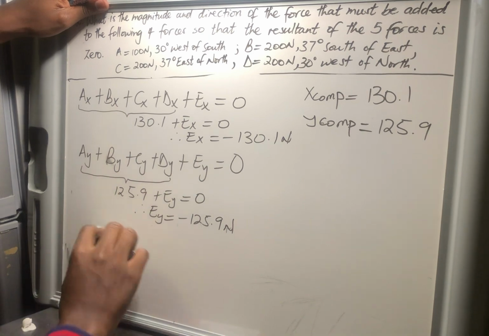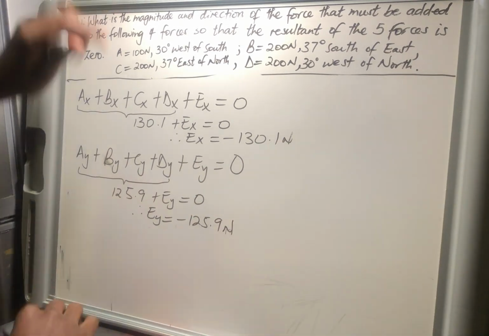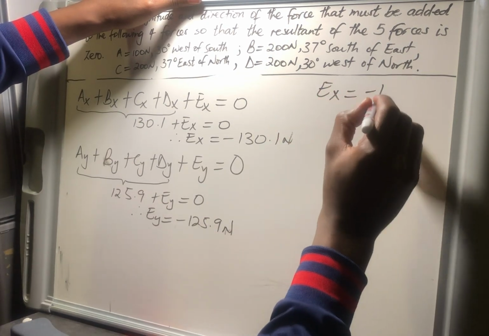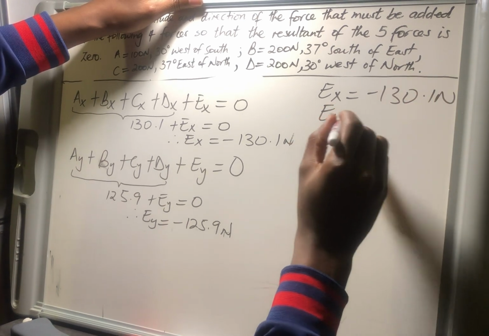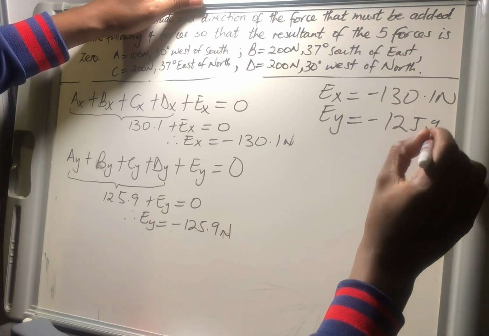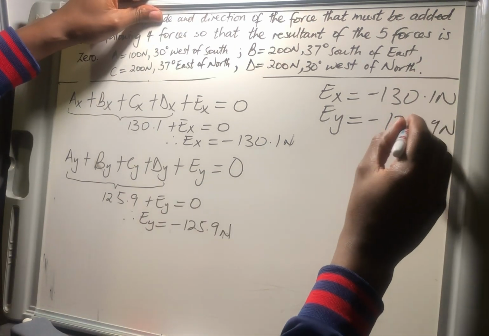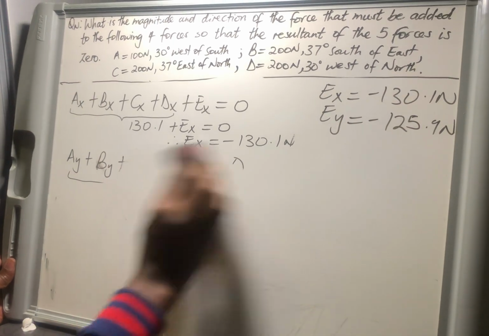Now I need the magnitude. I'm no longer going to use this. So I'm going to copy ex. Ex is equal to negative 130.1 newtons. Then ey is equal to negative 125.9 newtons. Okay. So I'm going to erase this.